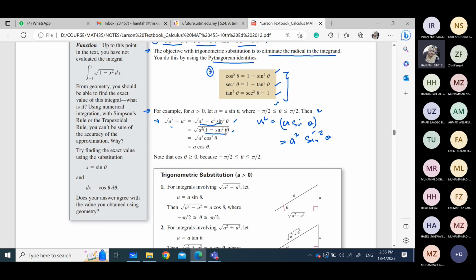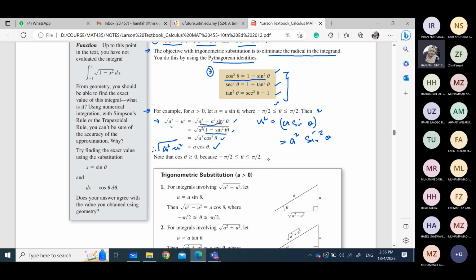Yang ini kita boleh gunakan identity yang tertera dekat dalam ni. So 1 minus sin squared theta, the identity is this one. Here we can say that 1 minus sin squared theta is cosine squared theta. Now we have this so that we can solve for this radical. Square root A squared cosine squared theta is equivalent with A cosine theta. So square root A squared minus U squared is A cosine theta, and cosine theta is greater than or equal to 0 because theta is in terms of negative pi over 2 to pi over 2.